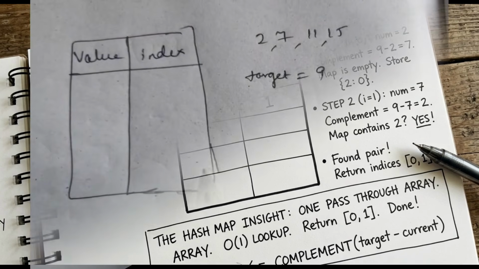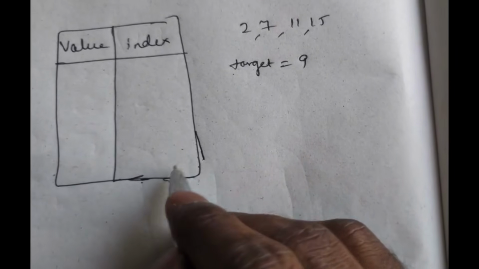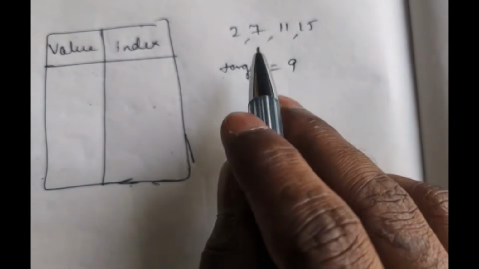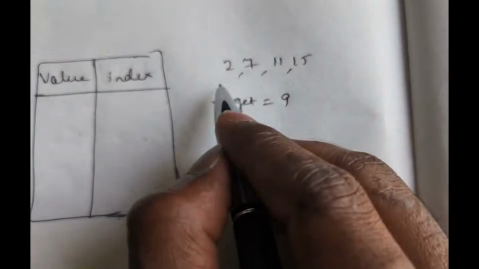That's the complement. Create an empty hash map. Think of it as a table with 2 columns, like value and index. And in step 1, I'm at index 0.